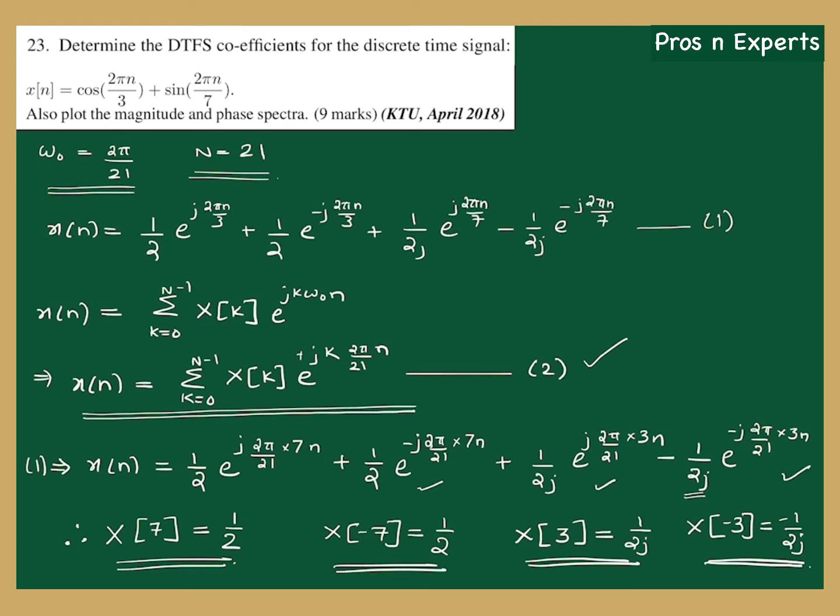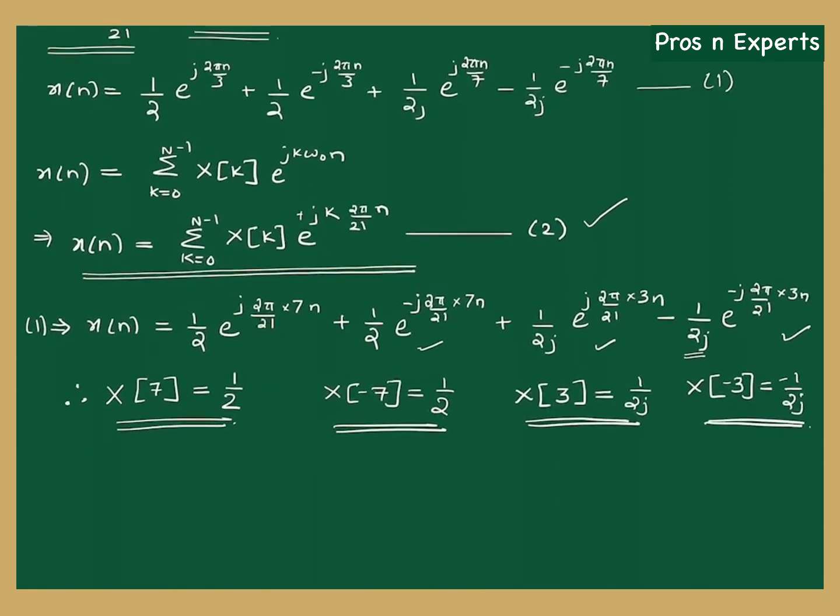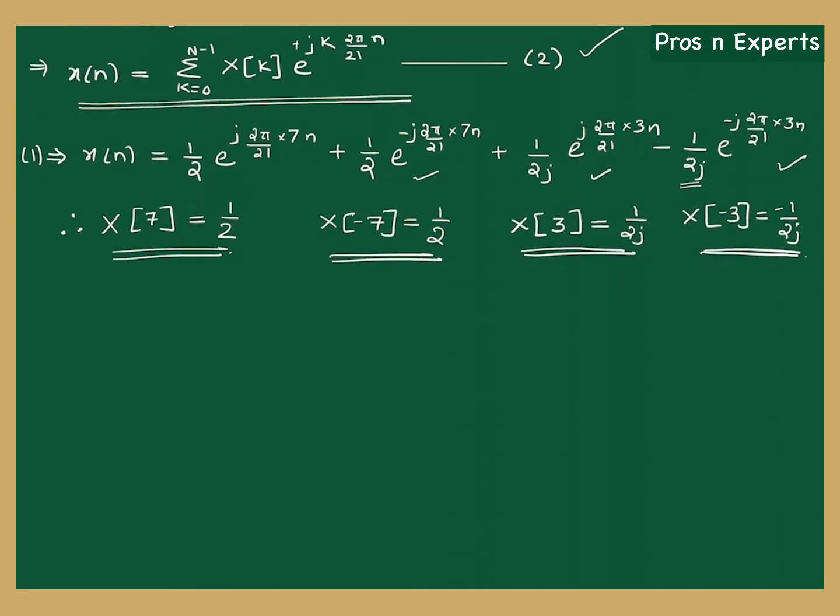Now the question asks us to plot the magnitude and phase spectra. So for the purpose of plotting magnitude and phase spectra, let me record this: mod x of 7 is equal to, listen, what is mod x of 7? It is 1 by 2 itself. And what is angle of x of 7? There is no e raised to term here, right? We can write it as e raised to j0. That means angle is 0. So angle of x of 7 equal to 0, right?